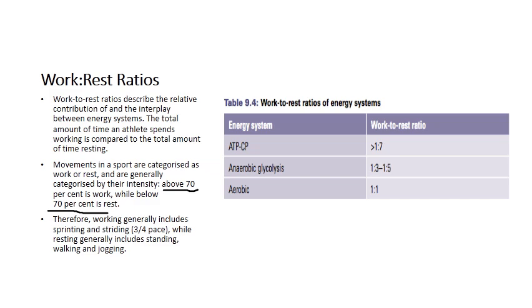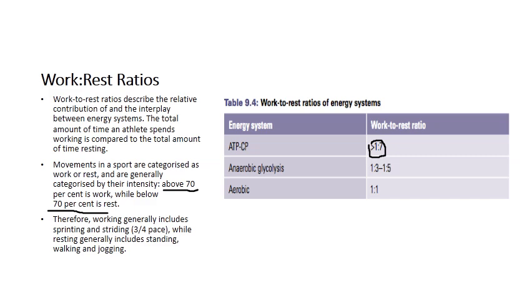Work to rest ratios particularly relate to energy systems and energy system interplay, so that we can target our training to develop the predominant energy system being used in that particular sport. You can see over here, work to rest ratios greater than a ratio of 1 to 7, so 1 being work, 7 being rest, so you're resting 7 times more than you're working, would indicate that the ATP-PC system is predominant for that activity.